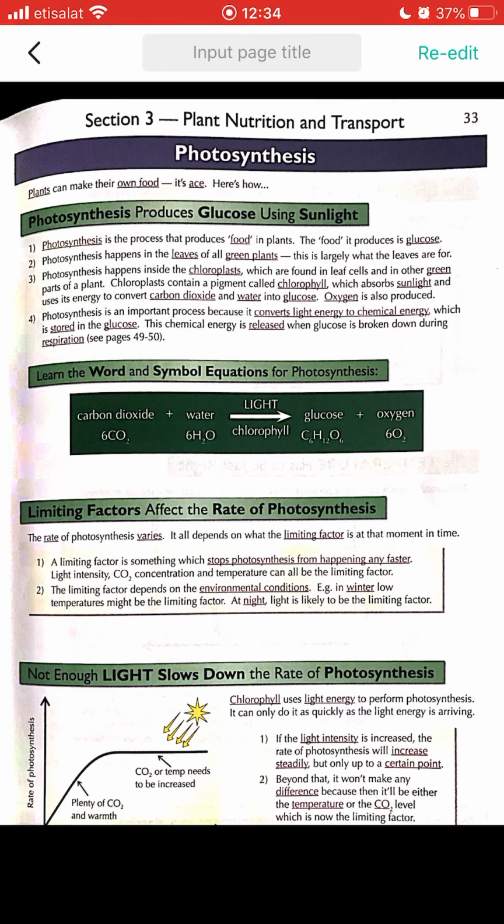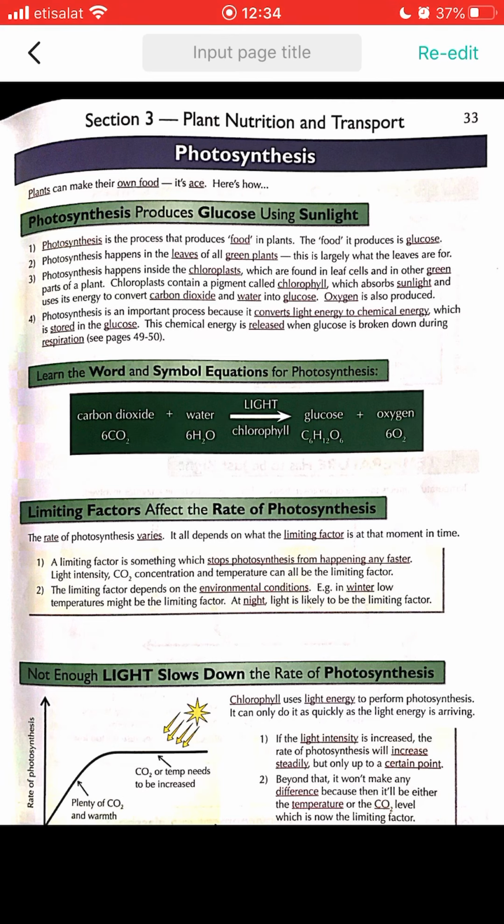You need to know the symbol equation, which is underneath the written equation. You guys need to remember that. It produces food in plants. We put food in inverted commas. What it actually does is the plant produces glucose, and then the plant uses that glucose for respiration. We would get our glucose from food that we eat. Plants can't do that, so instead they do photosynthesis to produce the glucose.